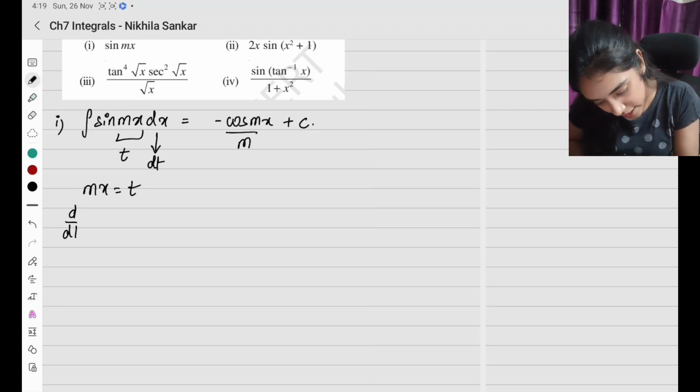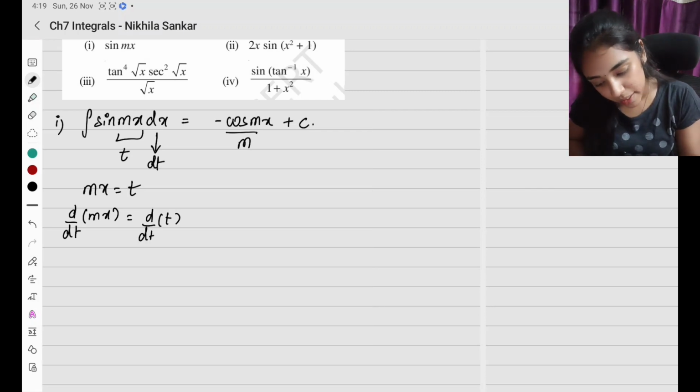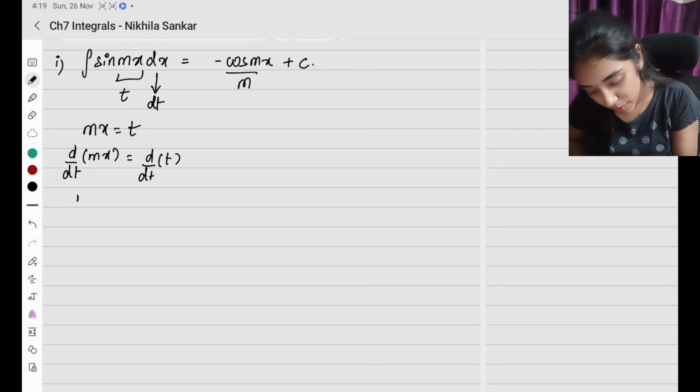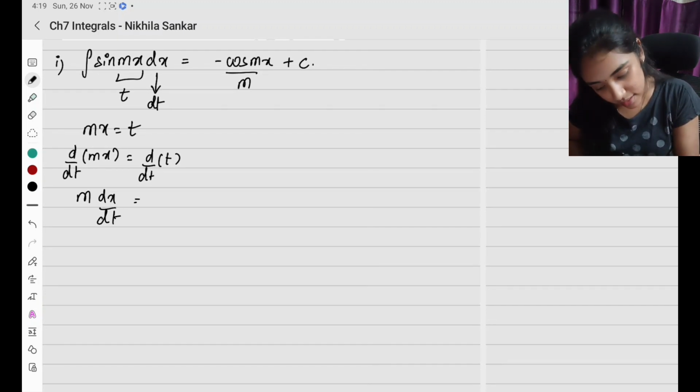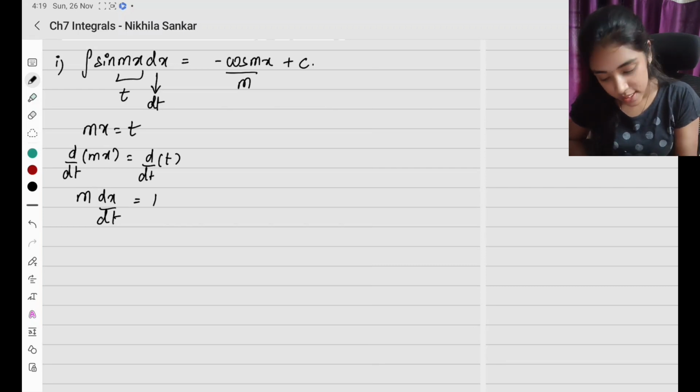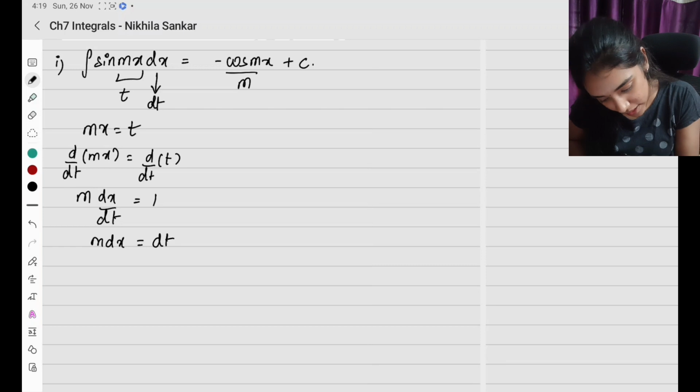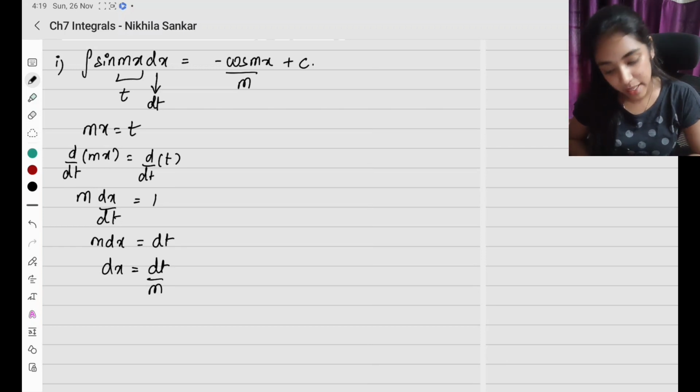அப்போ என்ன ஆகும்? d by dt of mx equals d by dt of t. அப்போ என்ன ஆகும்? d by dt of mx is going to be, m is a constant, and I have dx by dt equals 1. So this is nothing but m dx equals dt. So dx என்னவா மாறுது? dt divided by m ன்னு மாறுது.